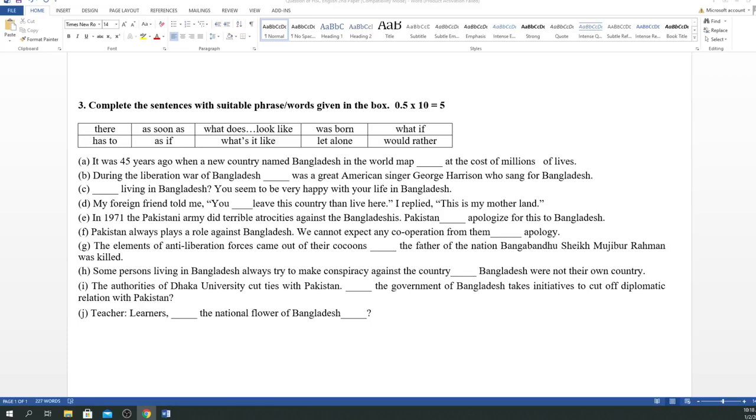What should be the answer? No. Dash, my friend told me, you dash leave this country then live here. What should be the answer? No, you are making mistakes, dear students, you are making mistakes. Yes. Shipra, you are absolutely correct. Roman Sharkar, correct.